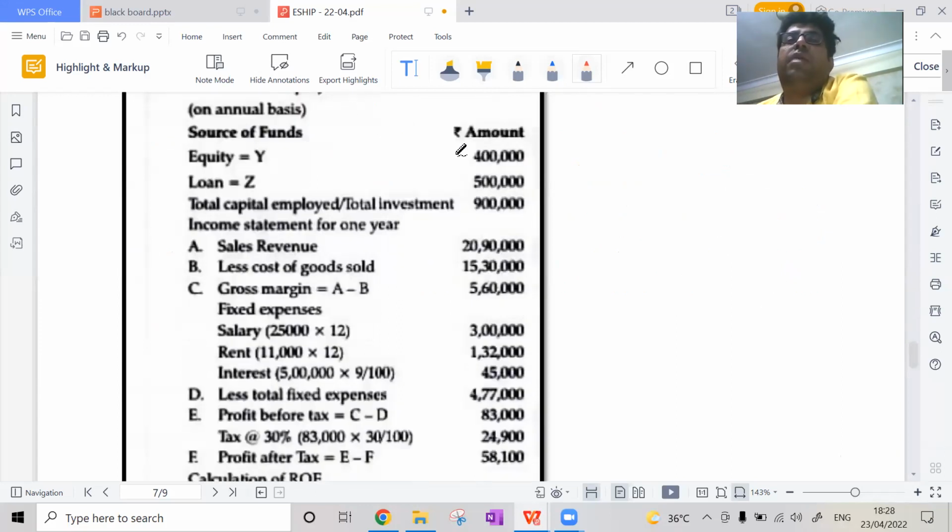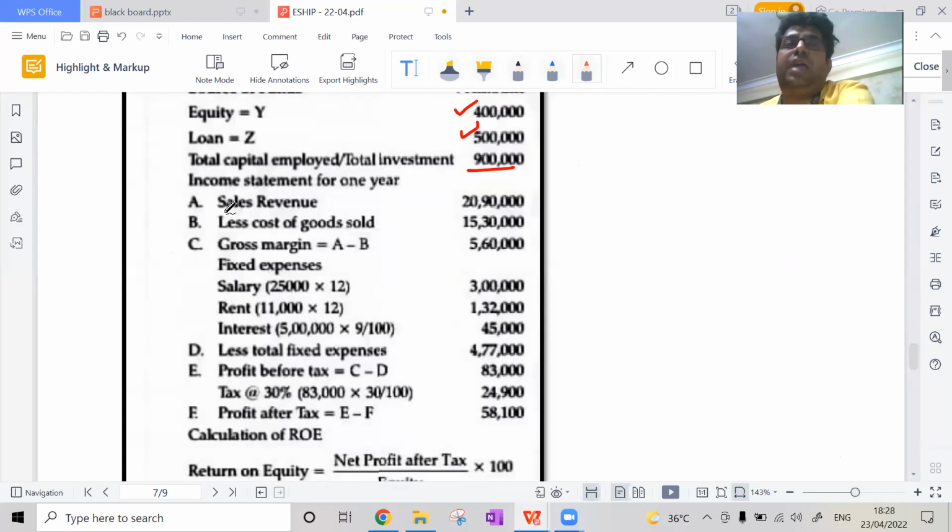First, they have asked what is the equity amount. Equity amount is 4 lakh. Loan is 5 lakh. So total capital is 9 lakh. Now we will be starting our income statement. Now beta, once you understand the income statement, you will never face any difficulty. First and foremost, the income statement starts with sales. I am starting my income statement with the sales. Then I will deduct what? Less COGS. How much? That is 15 lakh 30. So my gross profit will be 5 lakh 60,000.